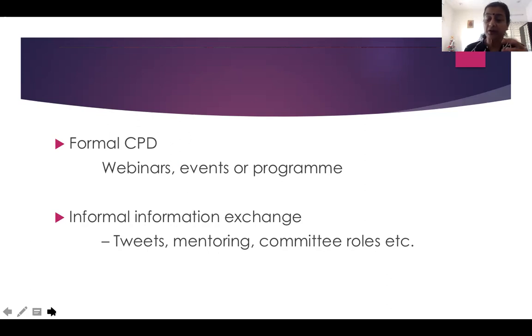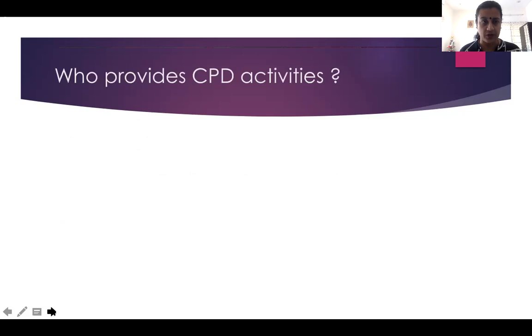You can be part of different committees, wherein again, because of the role and the responsibility that you have been given, you might have to learn some skill, or you may have to gain some knowledge about that. So those are all informal opportunities. You discuss with your faculty, you discuss with your seniors. All those are informal exchanges. They are also ultimately professional development activities because they are enabling you to become a better professional.